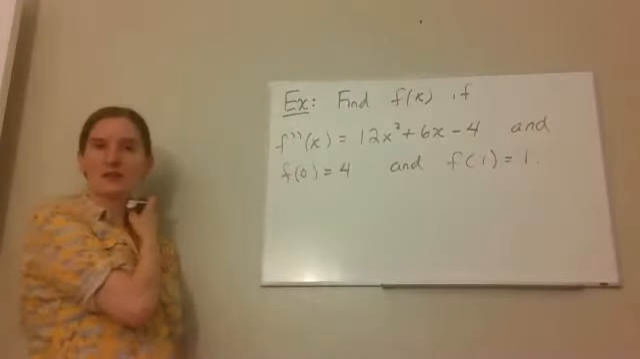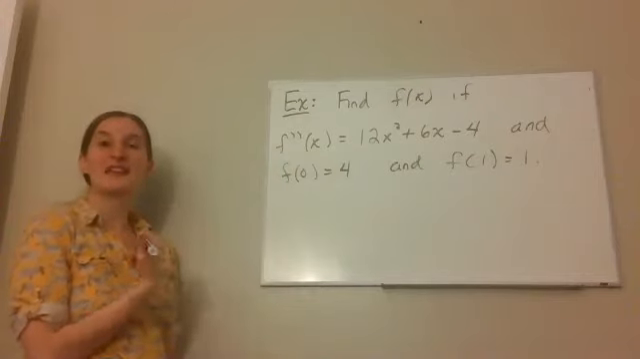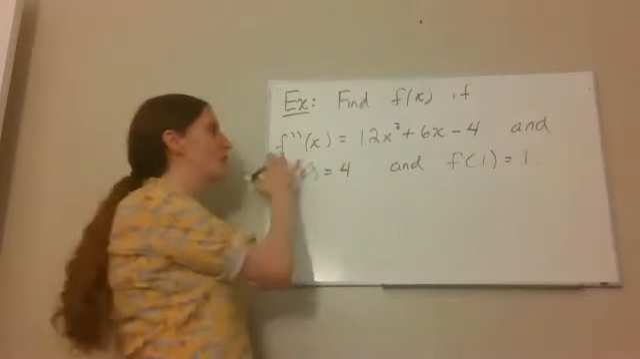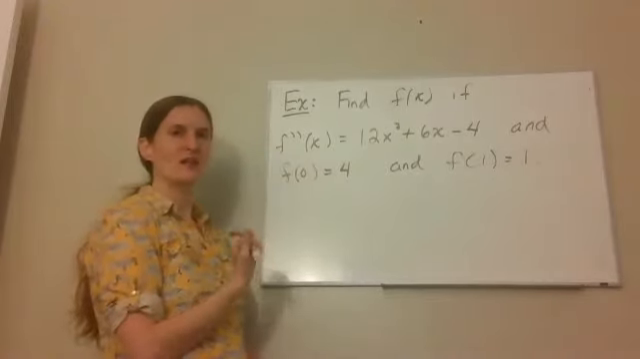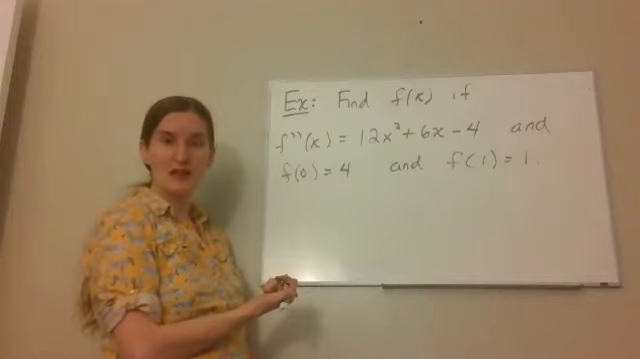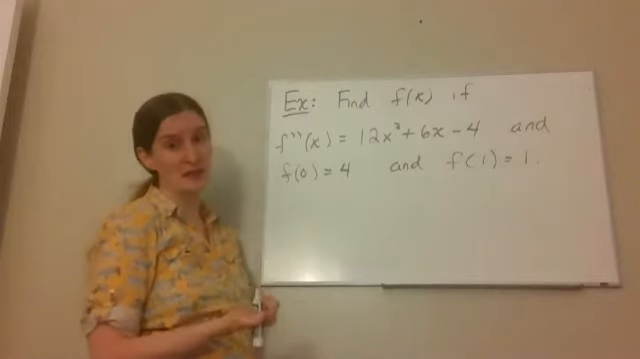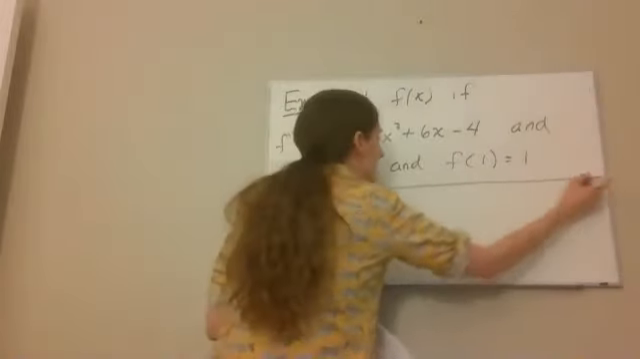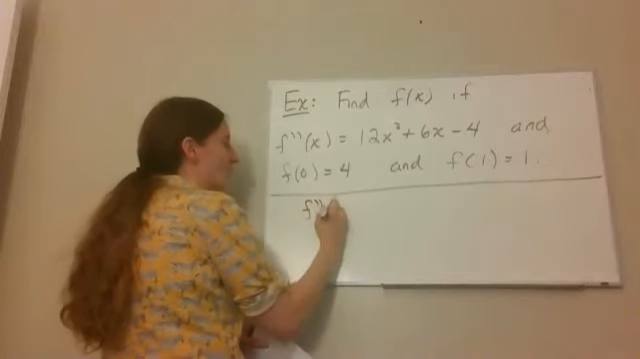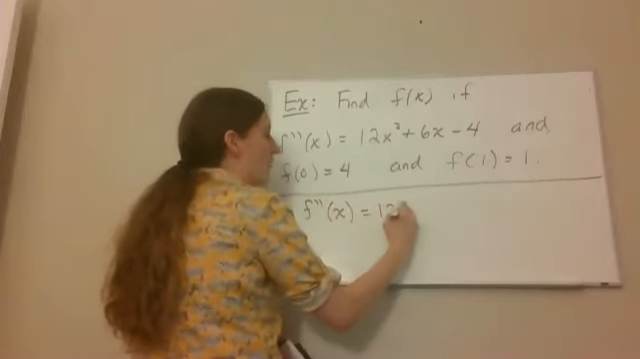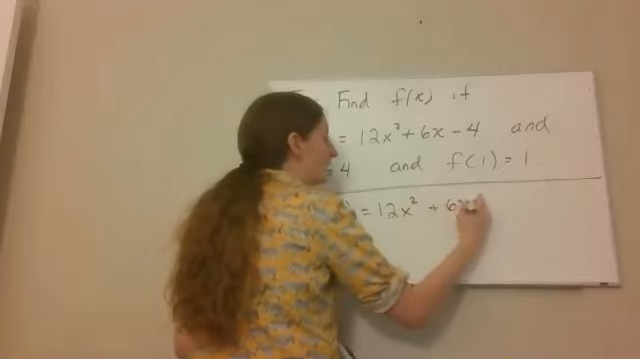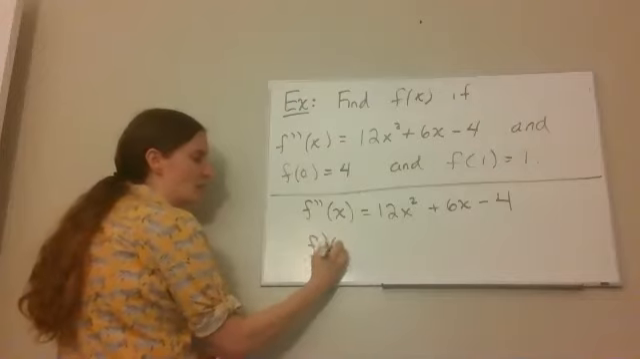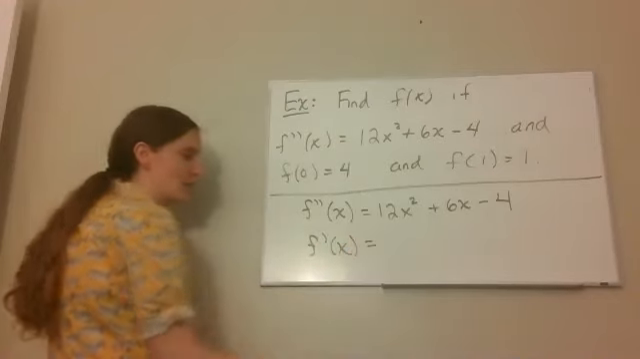All right, so this one's only a little bit different because I was given a second derivative. So if I take an antiderivative of my second derivative, it's going to get me the first derivative of my function. That means I'm going to have to do 2 antiderivatives to get back to the original f. So here is my second derivative, 12x squared plus 6x minus 4. If I do an antiderivative, it will give me the first derivative of my function.